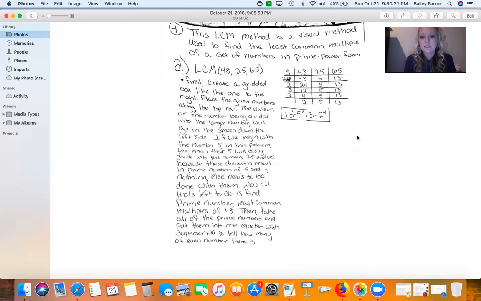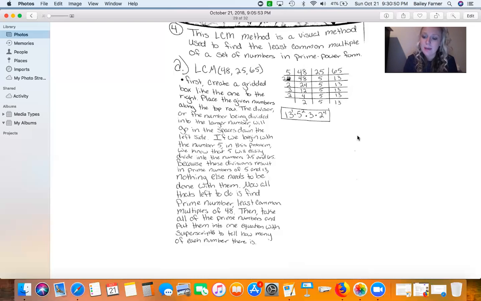So we can see in this first example, we're given the numbers 48, 25, and 65. The numbers 25 and 65 are easy because we know they can be divided by 5. 48 cannot be, so we'll deal with that later. But we can first divide by 5, and 25 divided by 5 is 5, and 65 divided by 5 is 13. So 5 and 13 are already prime numbers, so we're already almost done with the problem. We just have to get 48 down to just 2 prime numbers.